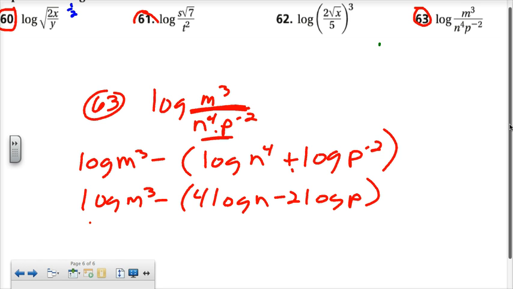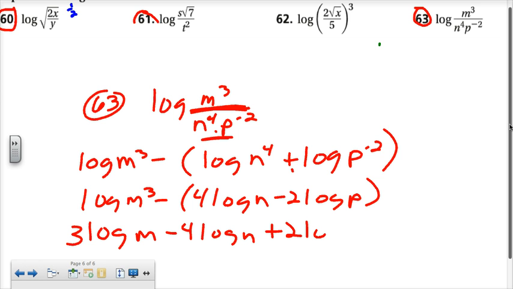And in the front, we can bring that power out. Now, as you take a look at the back portion of this, you're going to notice we have a negative out in front of parentheses. And of course, we should distribute that. So that'll be minus 4 logarithm of n plus 2 logarithm of p. And now we wouldn't have any parentheses as we go through that problem.